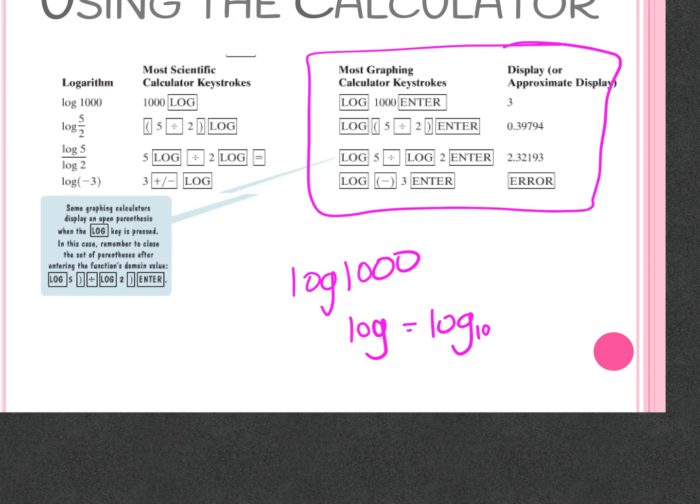If I had log of 5 halves and I wanted to find that log, then on your graphing calculator you will do log, and the parentheses will open for itself. You would do 5 divided by 2, and you should get 0.39794, and so on. If you are using a phone or one of the simple scientific calculators, you would do it in reverse: 5 divided by 2, and then hit log. If it's log of 5 over log of 2, then you do log of 5, close your parentheses, divided by log of 2, and you should get 2.32193, and so on.